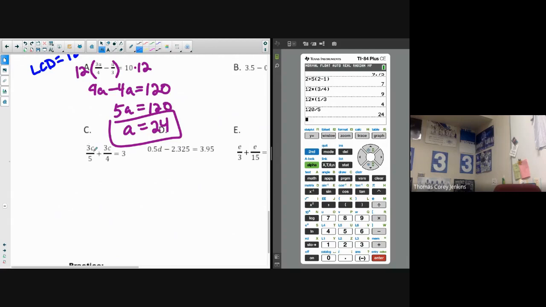So say on C you didn't like how I did that. Your other option would be to add 3/4 plus 3/5. You could do it that way, and that would be your new coefficient. But I'm going to continue to multiply by a lowest common denominator. So what is it for 5 and 4? It's going to be 20.